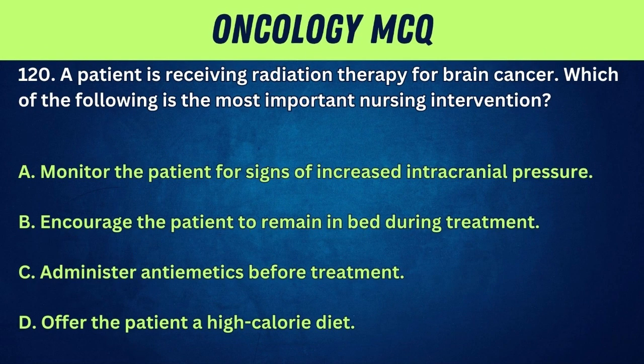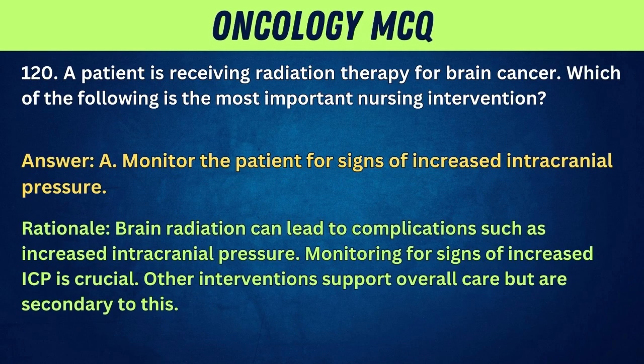120. A patient is receiving radiation therapy for brain cancer. Which of the following is the most important nursing intervention? A. Monitor the patient for signs of increased intracranial pressure. B. Encourage the patient to remain in bed during treatment. C. Administer antiemetics before treatment. D. Offer the patient a high-calorie diet. Answer: A. Monitor the patient for signs of increased intracranial pressure. Rationale: Brain radiation can lead to complications such as increased intracranial pressure. Monitoring for signs of increased ICP is crucial. Other interventions support overall care, but are secondary to this.